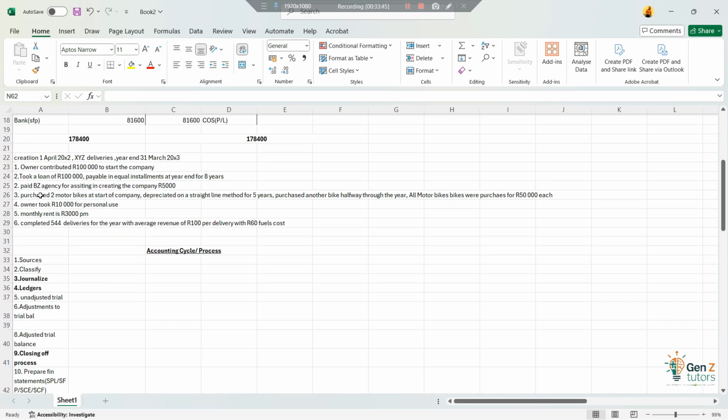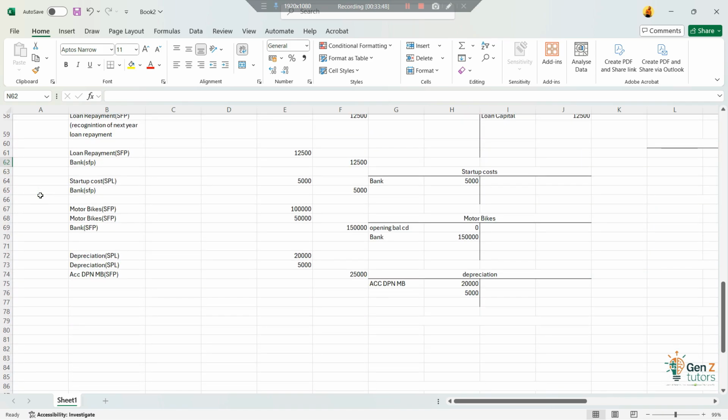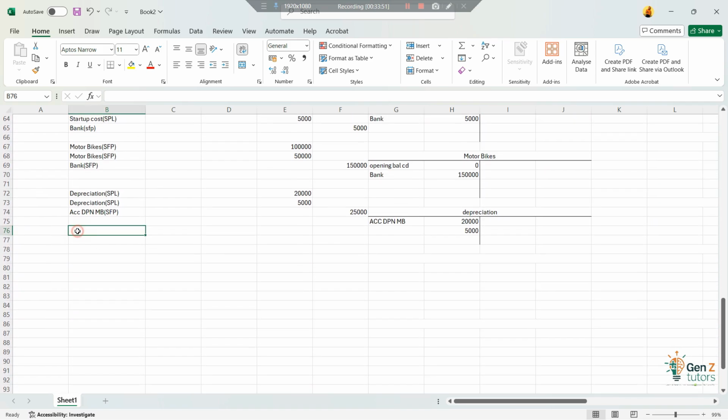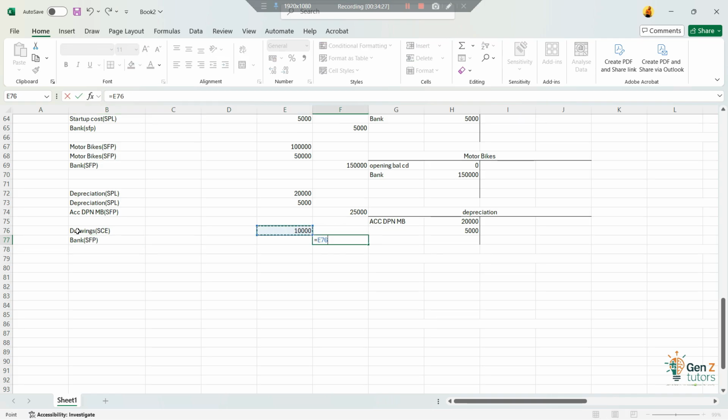And now we see that the owner took 10,000 for personal use. When the owner is taking money from the company, remember, we debit the drawings, but it is not an expense. It is part of owner's equity, whereby the owner is reducing the equity of the company and taking back some of their shareholders' contributions. So always remember that. This is going to be drawings, statement of changes in equity, for 10,000. And all of this was taken from the bank account of the company, SFP. Put that in there. Then we close this off, right?